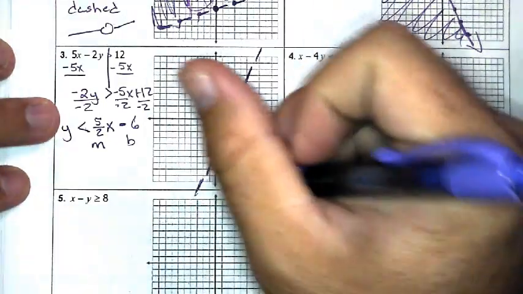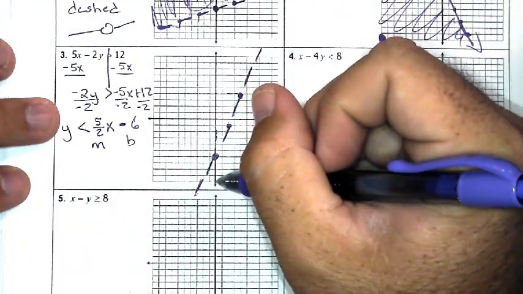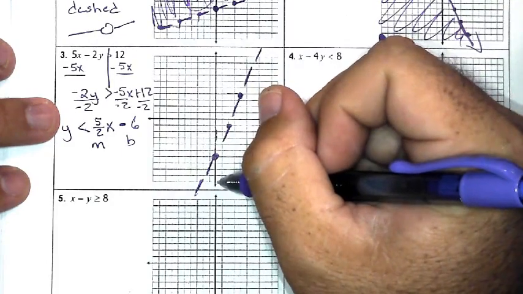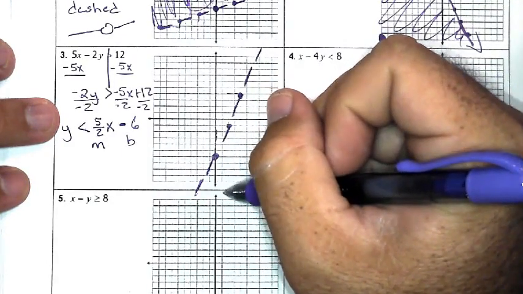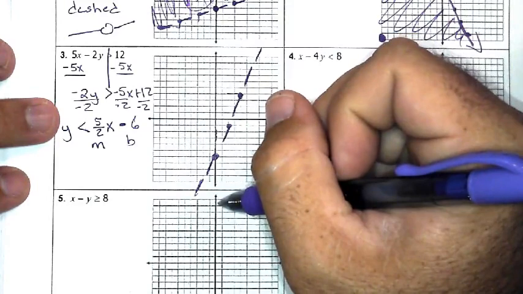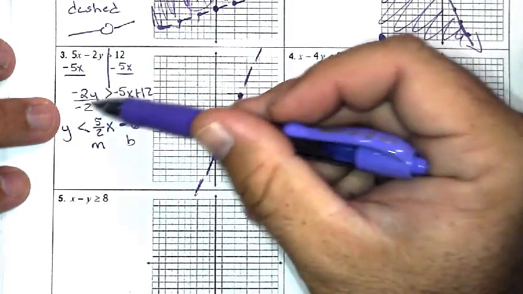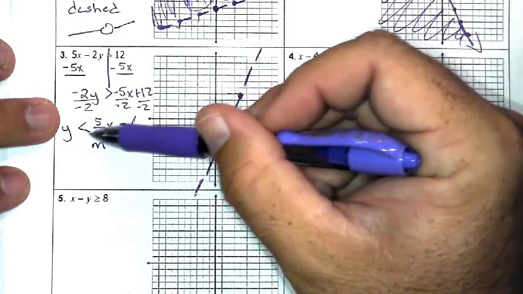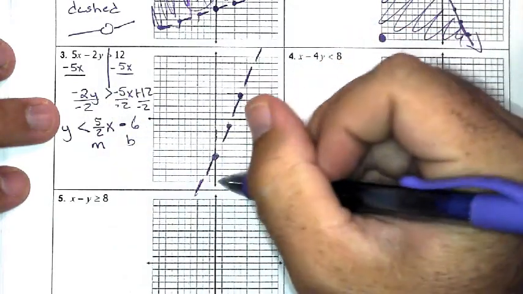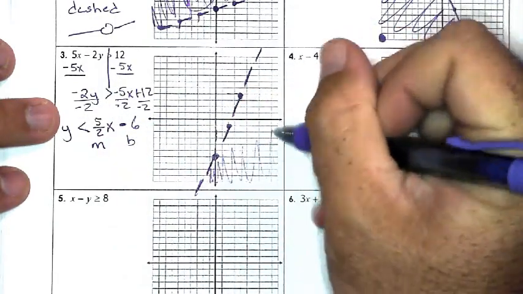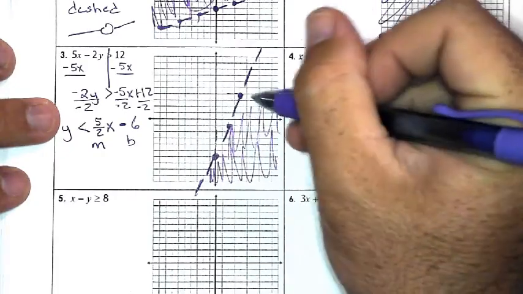I heard 2 different answers. I still heard 2 different answers. Below, because I have what symbol here? Less than. Less than is below.